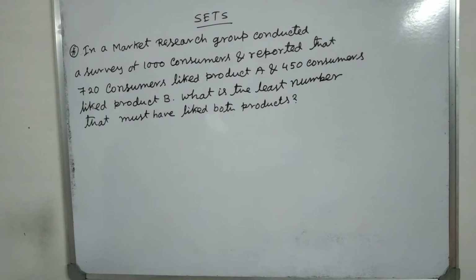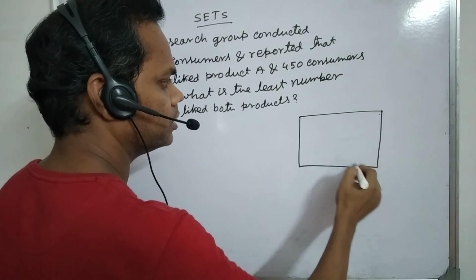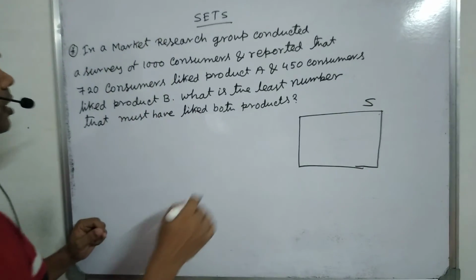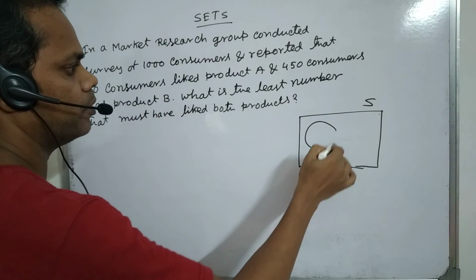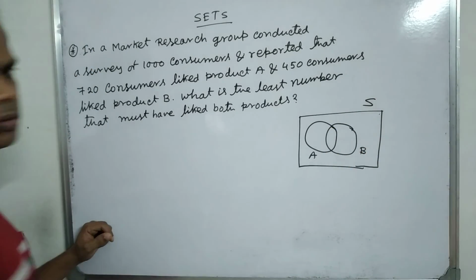A market research group conducted a survey of 1000 consumers and reported that 720 consumers liked product A and 450 consumers liked product B. What is the least number that must have liked both products? This is the universal set, and this is people who like product A. This is people who like product B.